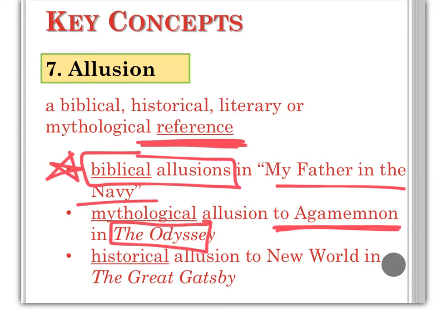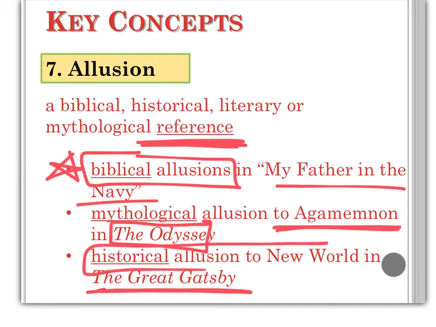Junior year, when you read The Great Gatsby, we see a lot of moments where the author creates a historical allusion to the New World. And so, again, an allusion is just simply a reference. Do we see the writer constantly reference a particular biblical, historical, literary, or mythological narrative?